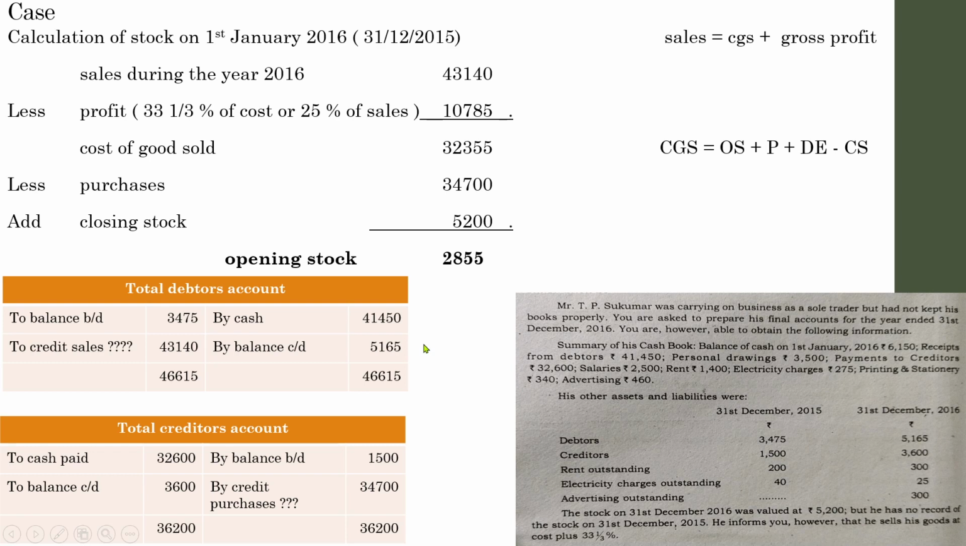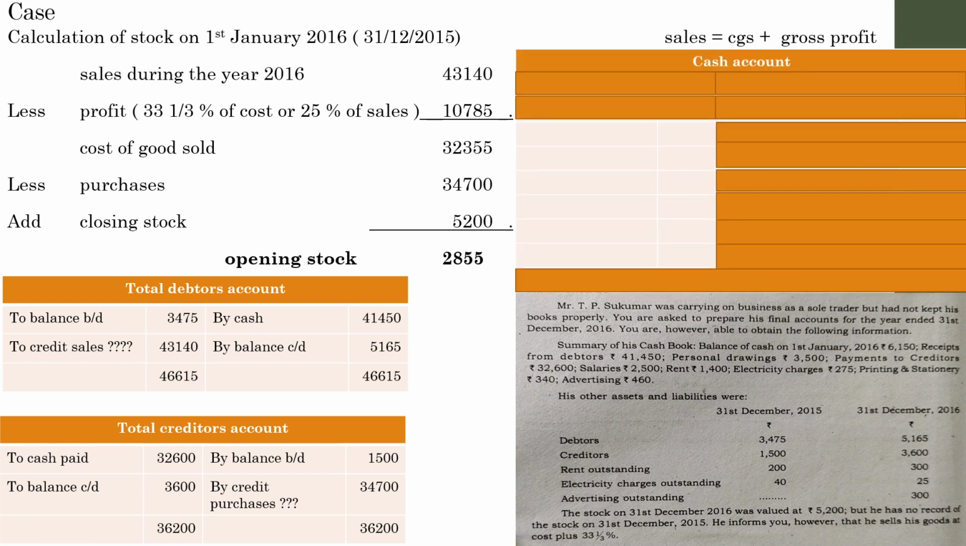Preparation of other ledger accounts to identify the missing figures. So the total debtors account is prepared, the total creditors account is prepared. Next one, important one, cash account. Let us begin with the balances given in the question. Here the opening balance of cash is given, so write down the opening balance to balance BD 6,150. There is no information regarding the closing balance, so definitely this account is prepared to find out the closing balance, because in the previous sessions we were preparing the cash account to find total cash sales.